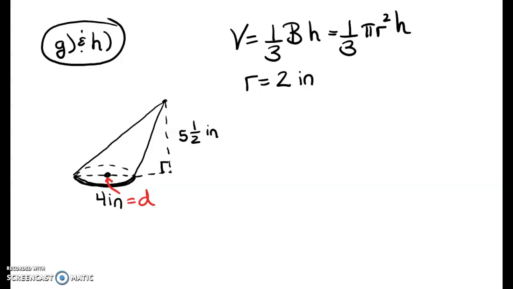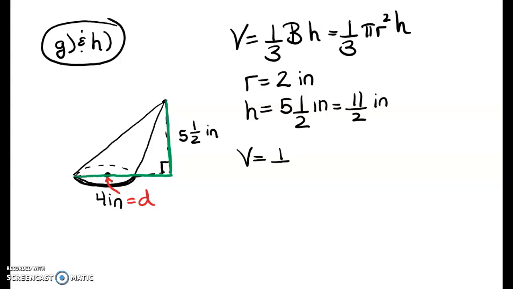My perpendicular height is this distance, okay? If I continue to draw that diameter out, the height of my cone should be perpendicular to the diameter of the base. So my perpendicular height is 5.5. So I'm going to change it to an improper fraction, 11/2 inches. Okay, so now I can plug my numbers into my formula.